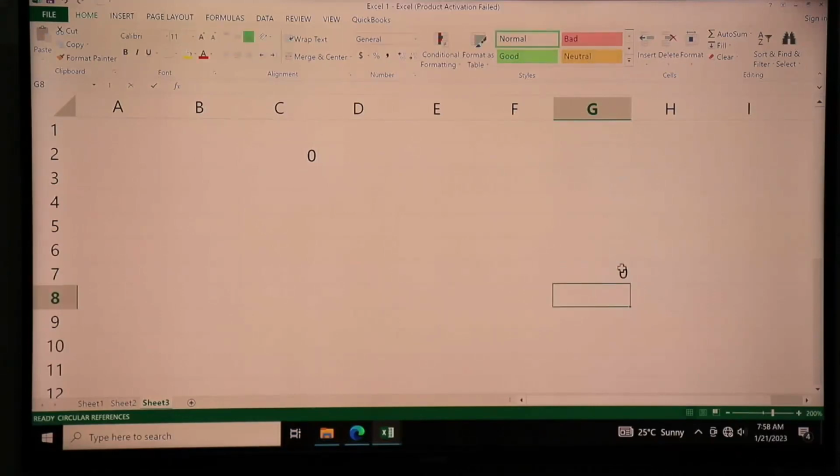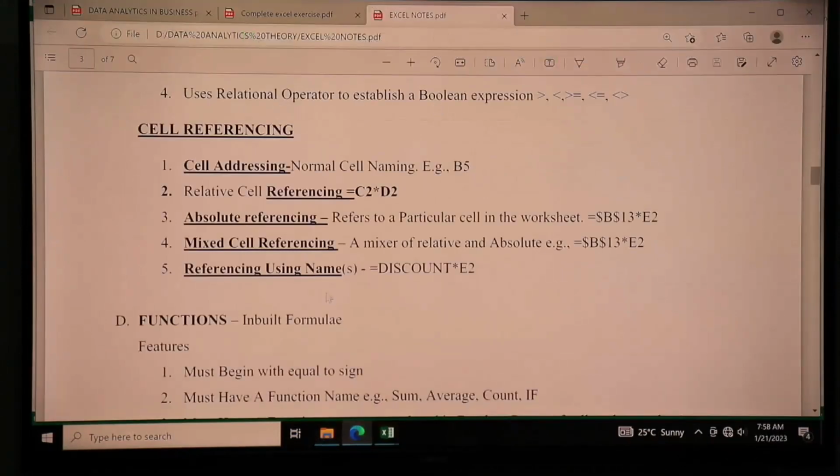Then the next referencing technique is absolute referencing. And absolute referencing is a situation that a formula, or all formulas, refer to a particular cell in the worksheet. You may have several formulas, all of them referring to a particular cell in the worksheet.